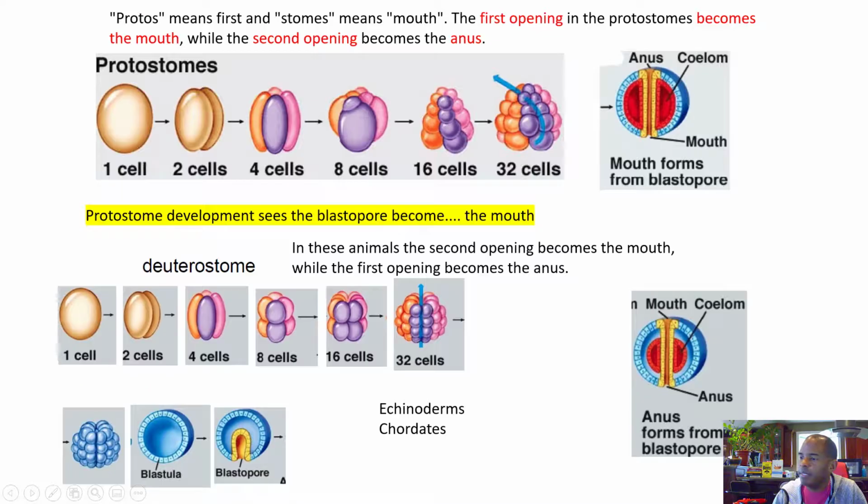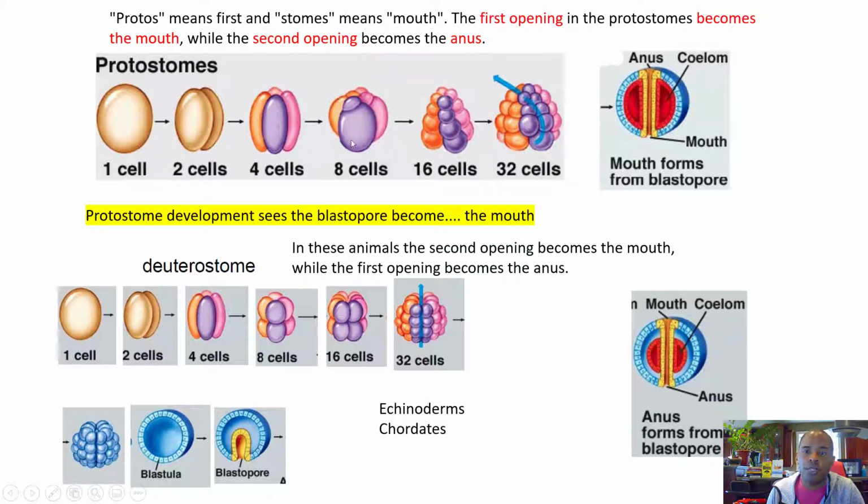And next is the protostome. So this is just a different word. It's a different language, so it's understandable that you get confused with this one here too. Protos is Latin for first, and stoma, which we saw in grade 10 with stomata, is mouth. So protostome means first mouth.